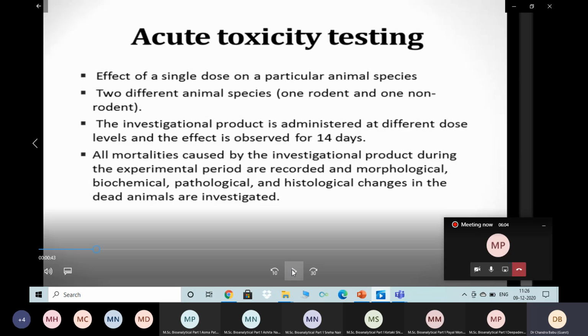All mortalities caused by the investigational products during the experimental period are recorded, and the morphological, biochemical, pathological, and histological changes in dead animals are investigated. That's the way how you go about doing that.